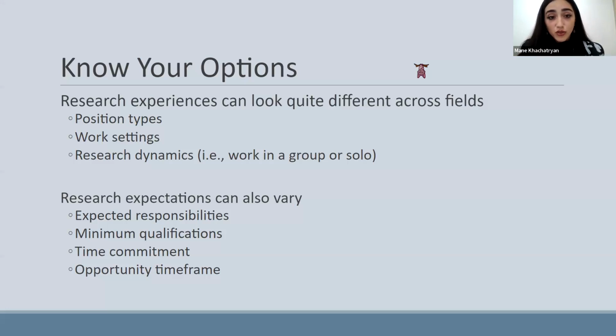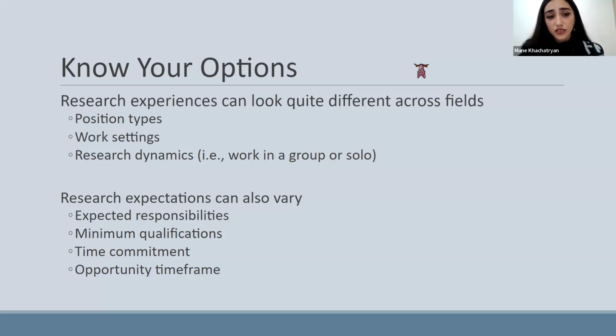Some remote opportunities are available for people in mathematics or statistics, or even clinical research that does a lot of surveys. That can be done remotely when you're working with survey data and analyzing data. That obviously might not take as big a time commitment as working in a lab or working in a hospital would.